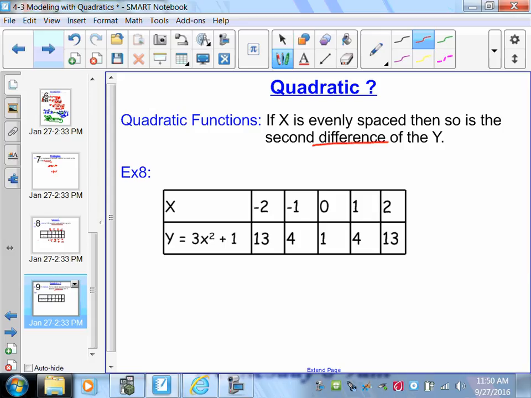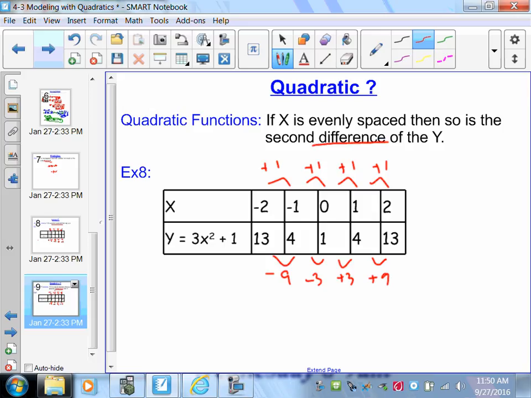Let's prove it. Here we go. This is 1, so plus 1, plus 1, plus 1, and then plus 1. Right? So the x's are evenly spaced at plus 1s. To get from 13 to 4, you subtract 9, then you subtract 3, then you add 3, and then you add 9. True? True. Okay. So that's the first degree of separation.